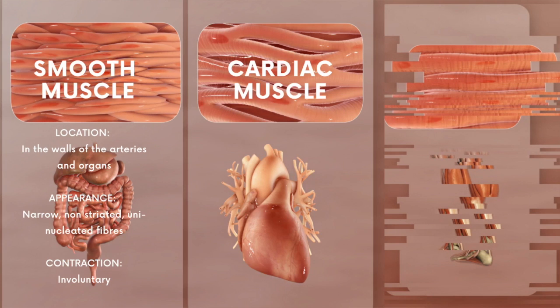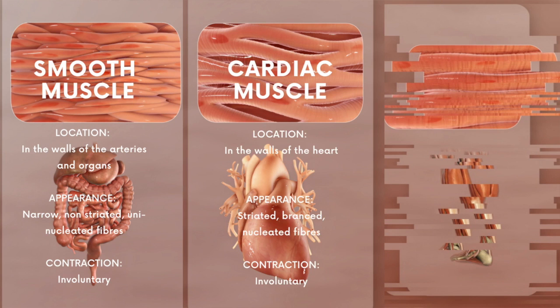Next, we need to learn about cardiac muscle. Whenever you hear cardiac or cardio, it's associated with your heart. So therefore, this is the muscle that's associated with your heart. It's located in the walls of the heart, and the strongest part of this muscle is around your left ventricle. So left ventricular muscle strength. The appearance of this muscle is striated. So this one is striped, unlike the smooth muscle.